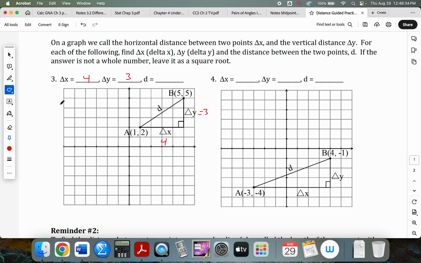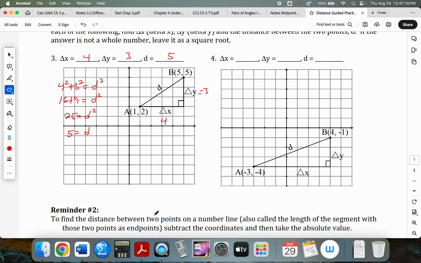And then we can do the Pythagorean theorem. 4 squared plus 3 squared gives me the distance squared. So 16 plus 9 is d squared. 25 is d squared. Take the square root. The square root of 25 we know is 5. So this distance is 5. In the interest of time, we're not going to do the second one. I want to move on.